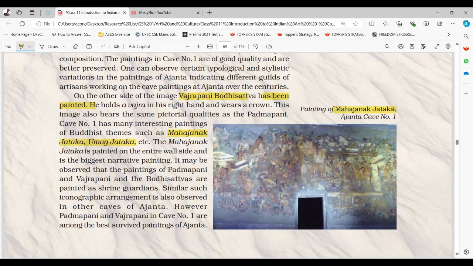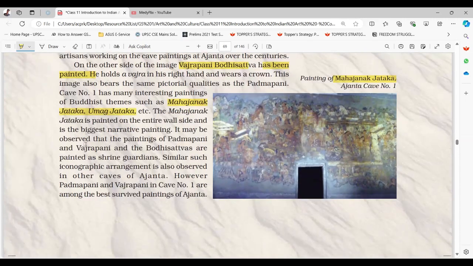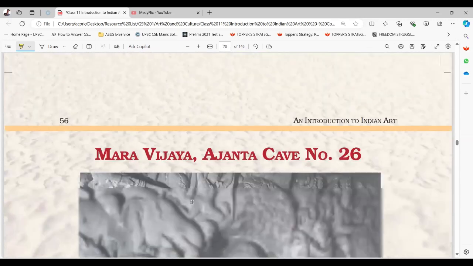It may be observed that the Padmapani and Vajrapani Bodhisattvas are painted as shrine guardians. A similar iconographic arrangement is also observed in other caves of Ajanta. However, Padmapani and Vajrapani in cave number 1 are among the best survived paintings of Ajanta.